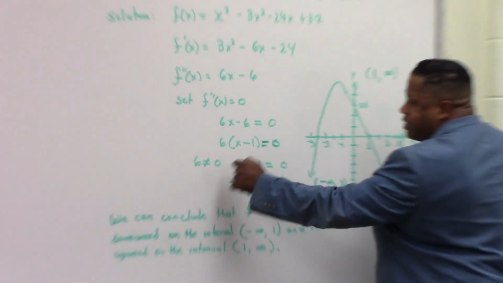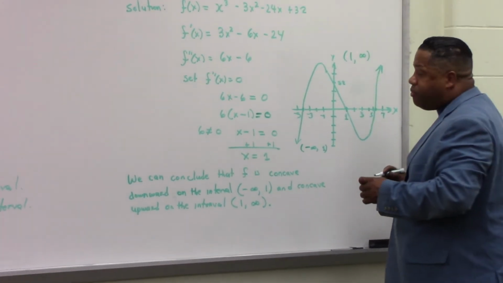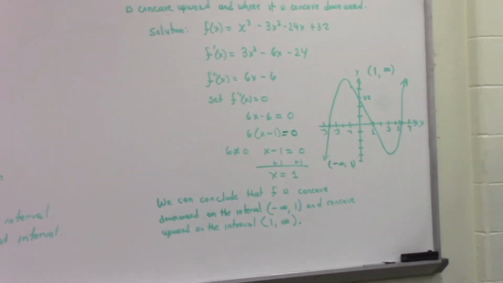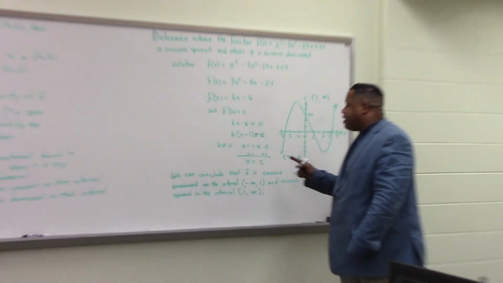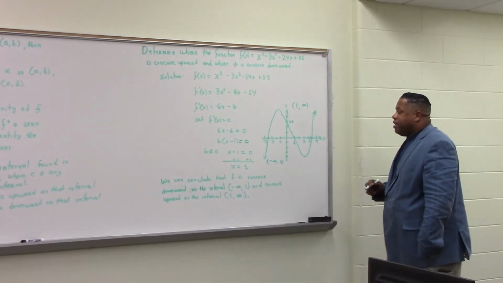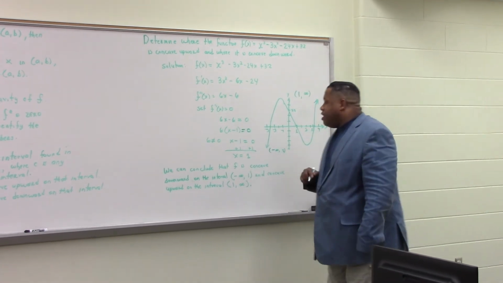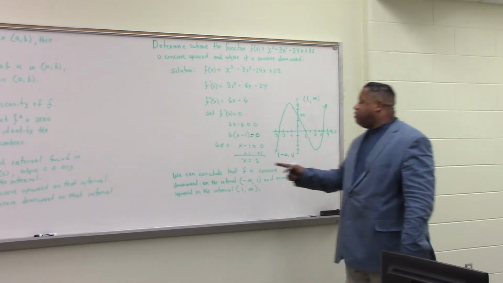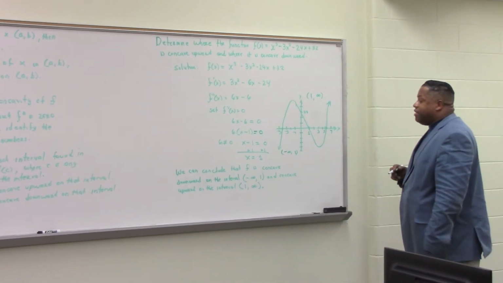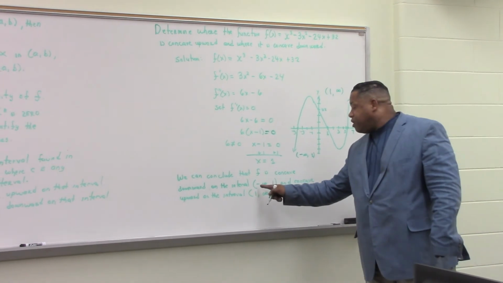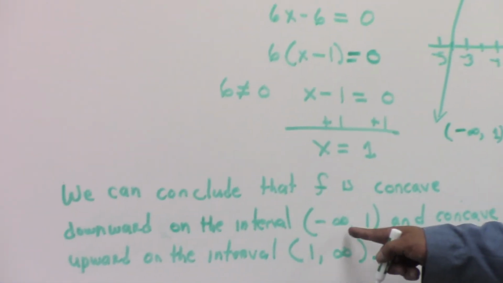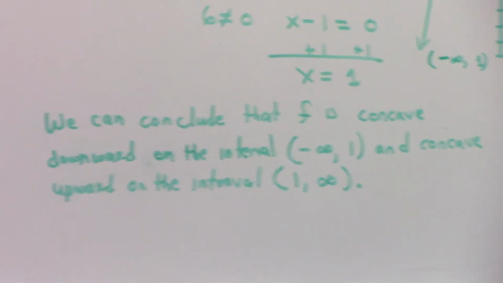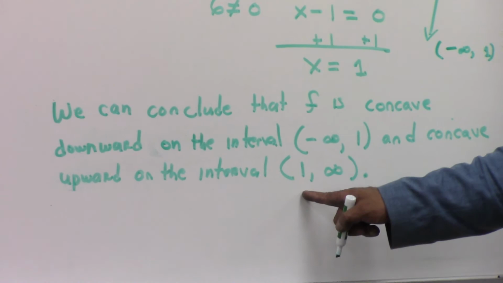Here, we know 6 is not equal to 0, so we say x minus 1 is equal to 0. Then we solve for x by adding positive 1 to both sides, and we end up with x equal to 1. Since x is equal to 1, we can conclude that f is concave downward on the interval from negative infinity to 1, and concave upward on the interval from 1 to positive infinity.